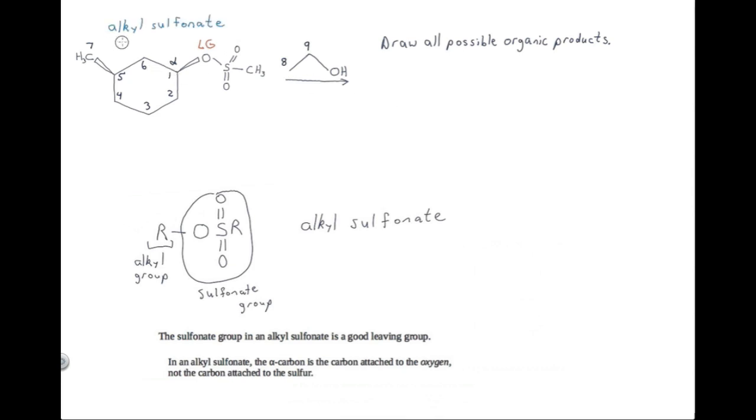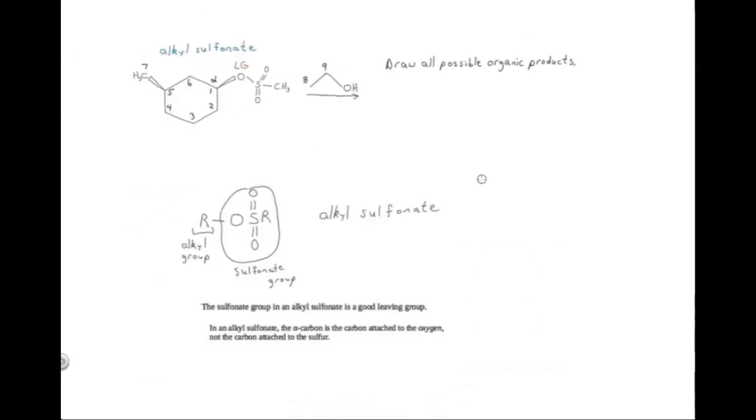So we recognize this molecule as an alkyl sulfonate, a carbon chain attached to a sulfonate group, and we know that the sulfonate group is a good leaving group. I discuss alkyl sulfonates in more detail in the SN2 video series.